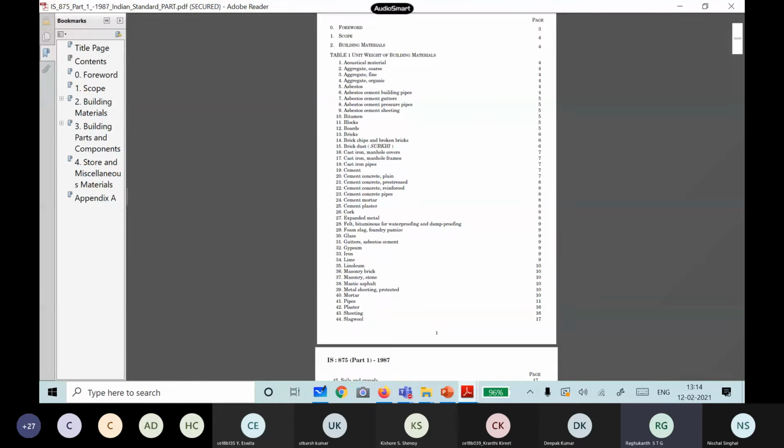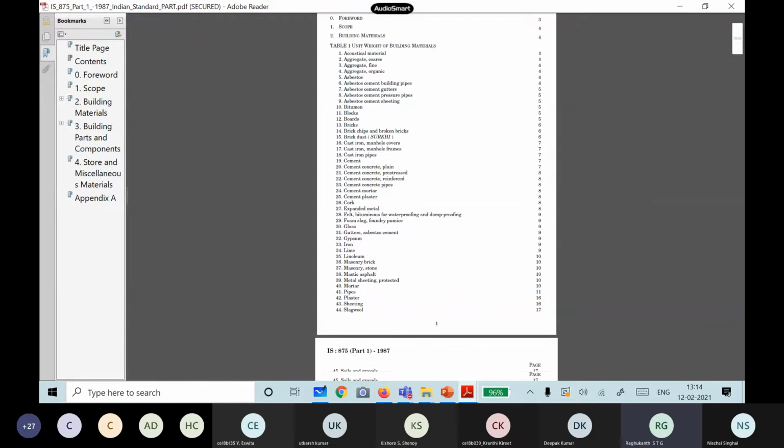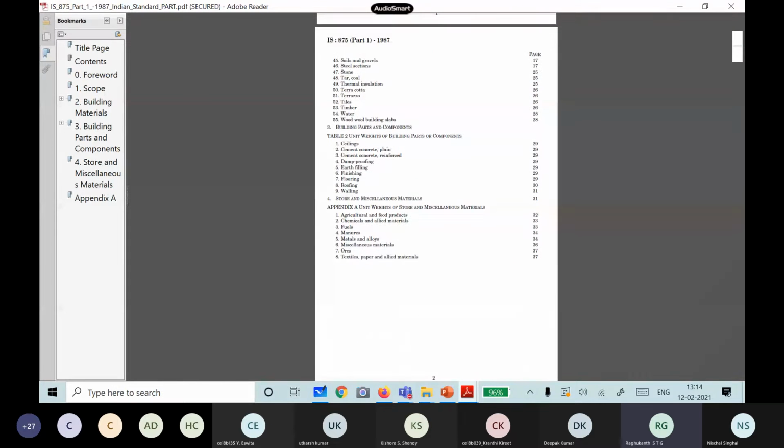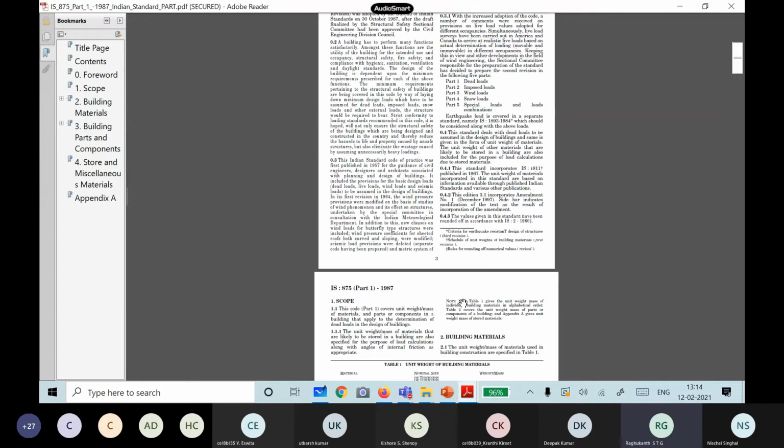This code will provide you the unit weight of the building materials. All cast iron, acoustical material, asbestos, cement, concrete, iron, every detail will be there. Table 1 contains building materials. Then we have building parts and components. Then all kinds of miscellaneous items, textile, paper, everything will be there in this code itself.